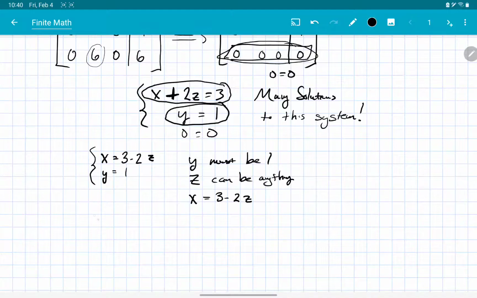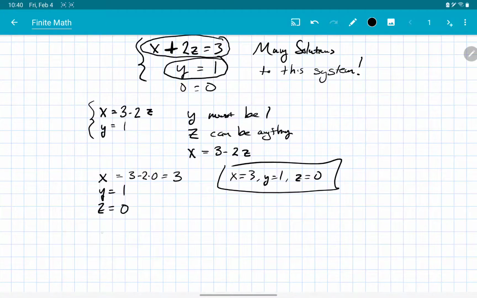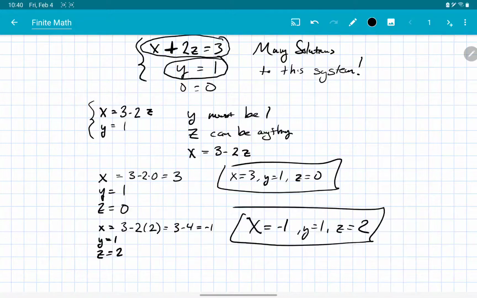So for instance, here is a set of numbers that solves this. I said y has to be 1, z can be anything, so we'll let z be 0. And now x is equal to 3 minus 2 times 0. That is 3. So x equals 3, y equals 1, and z equals 0 should solve this. But so should if we choose y to be 1 and z to be 2. This is 3 minus 2 times z, which is 2, 3 minus 4, which is negative 1. So x equals negative 1, y equals 1, and z equals 2 is also a solution.